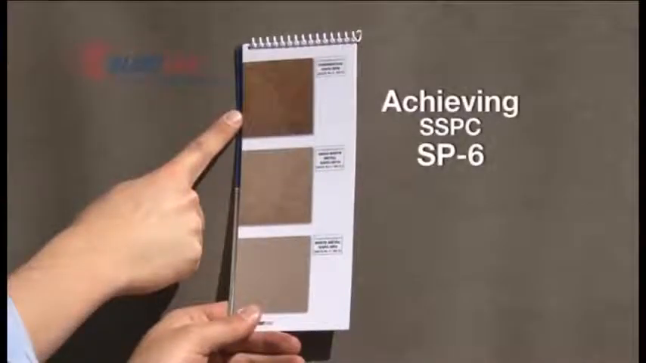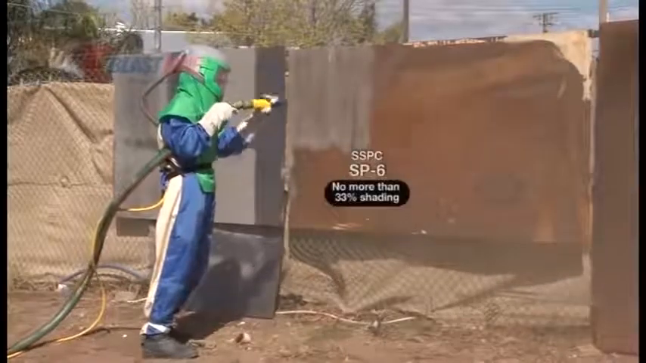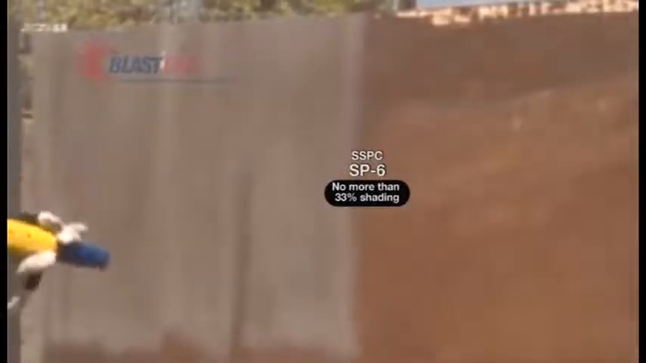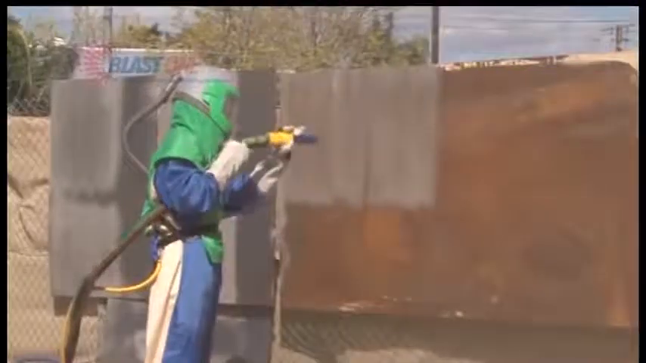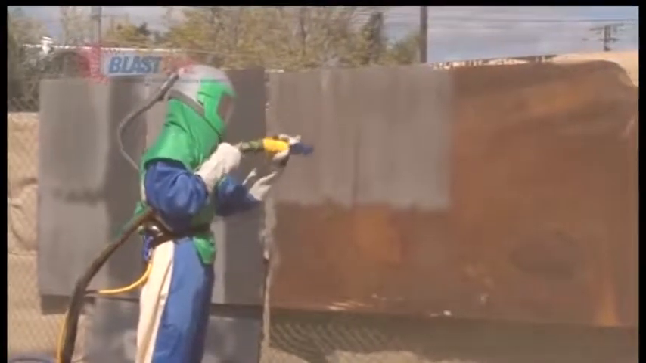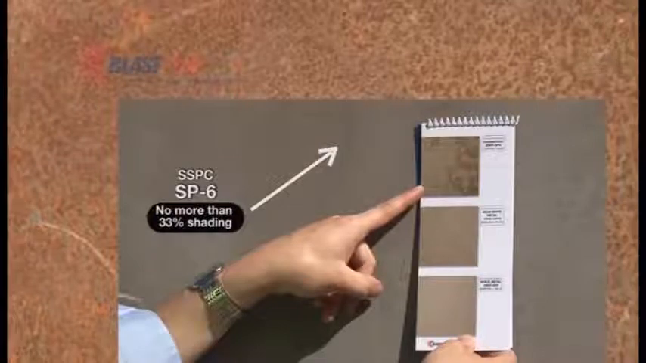How to achieve an SSPC SP6. The specification for SP6 is the removal of all loose surface contaminants, leaving no more than a 33% shading within the blast pattern. To achieve SP6 on a grade B substrate, the blaster also moves relatively quickly, but must ensure there is no more than 33% shading. SP6 requires a maximum of 33% shading differential across the substrate, and this has been achieved.